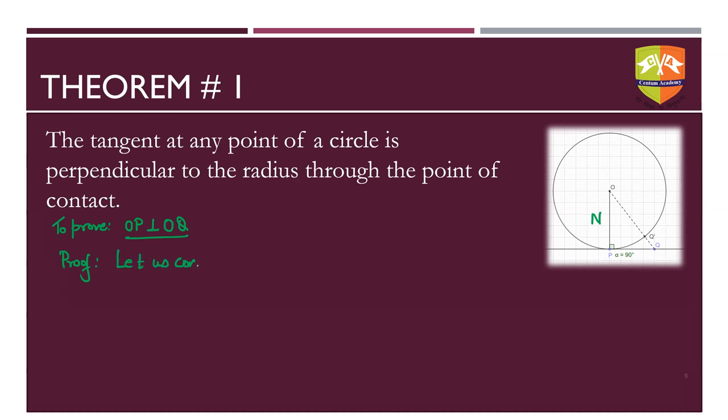Let us consider. In geometry questions, the majority of the marks are lost in missing steps. So you have to be very, very thorough and methodical while writing geometry answers. Okay, so let us consider a point Q on the tangent. Clearly Q is outside the circle, because the tangent by definition touches exactly at one point. So P is that point, then obviously Q has to be outside the circle, right?